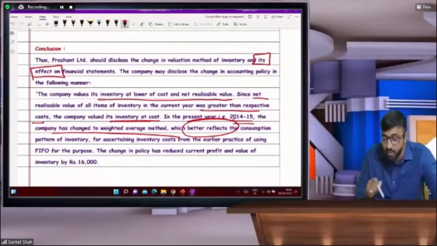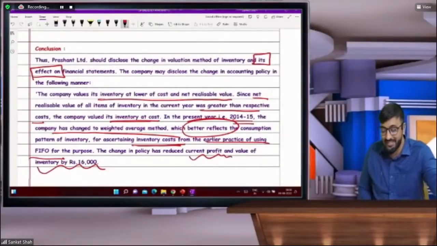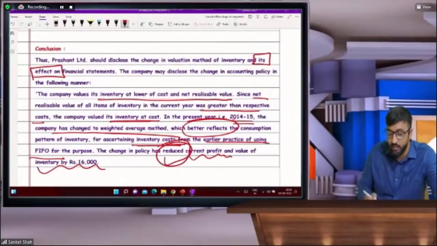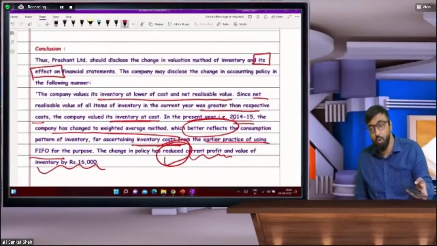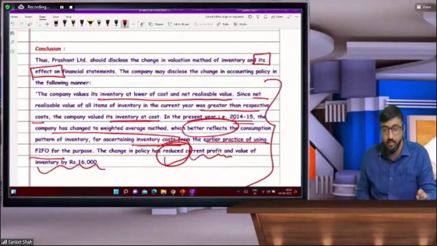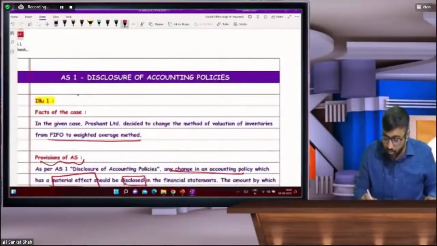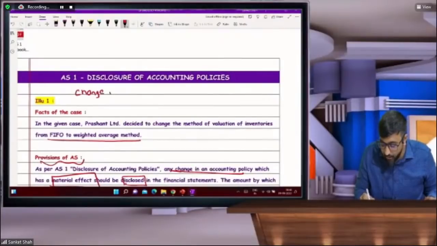Better reflects the consumption pattern of inventory for ascertaining the inventory cost compared to the earlier practice of using FIFO, and the current year profit and value of inventory will be changed by 16,000. It will get reduced, your current year profit. Yes. Now you got the concept. So if the amount can be found out, you have to write this. So this disclosure is required with amount. Fact has to be disclosed. चलो जल्दी से मुझे बताइए, got it or not got? So this illustration 1 in your study material is for change in accounting policy.